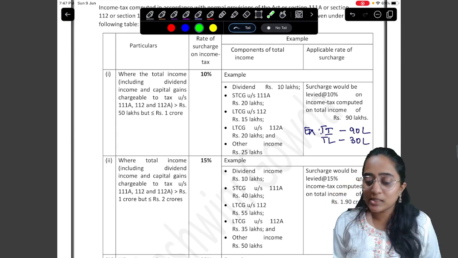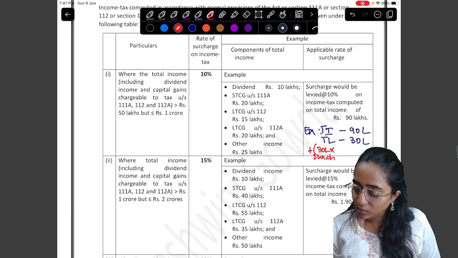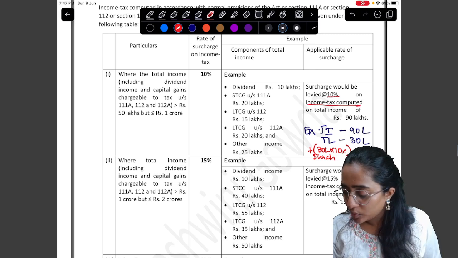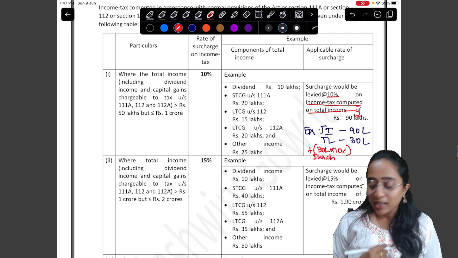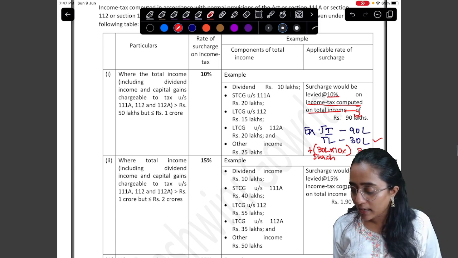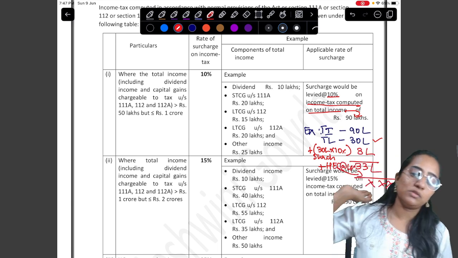But on what amount does the surcharge calculation go? Surcharge calculation goes on 30 lakh into 10%. 10% on income tax computed on a total income of 90 lakh. In my example, just an example, I have taken 30 lakh as the tax. That is 30 lakh into 10% is going to be how much? 3 lakh. So on this 33 lakh, I'm going to add HEC at the rate of 4%. As usual, I'm going to record and write the totals. Finish.